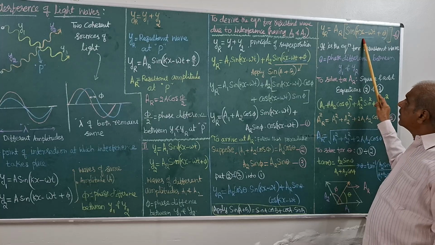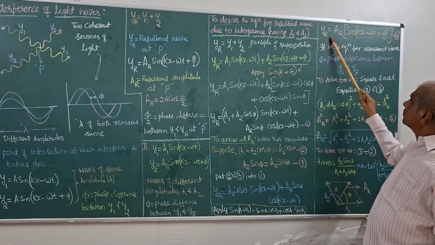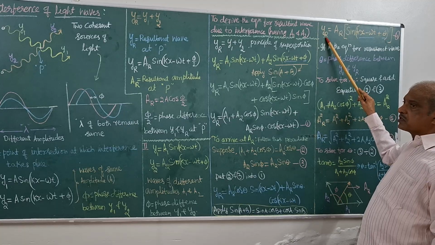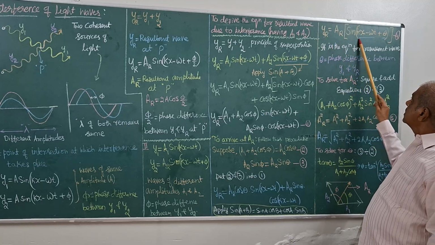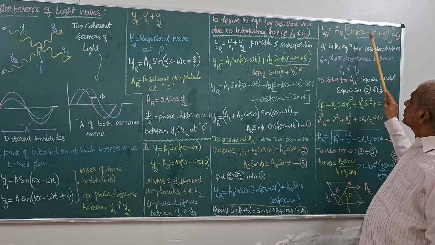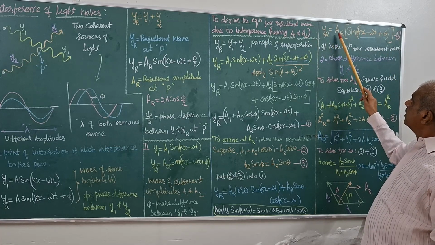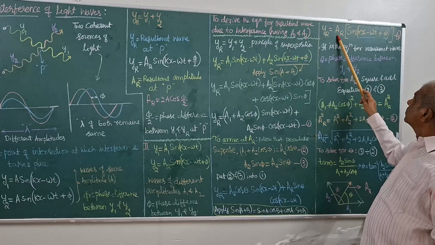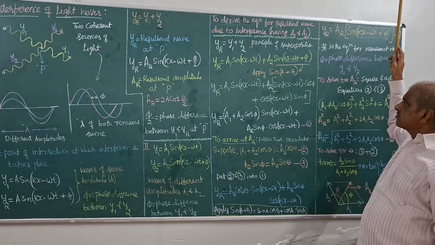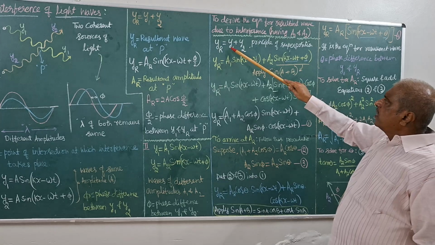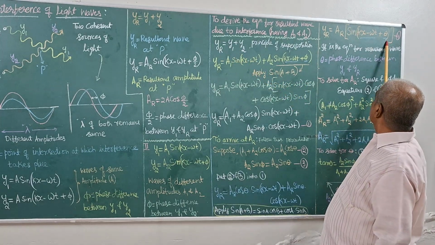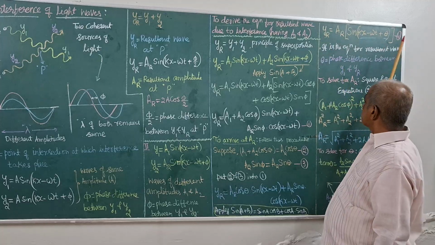We have arrived at the final equation. What is the resultant wave? The equation represents the resultant wave at the point of intersection, where AR is the resultant amplitude. And theta is the phase difference between y1 and yr. This is the equation.